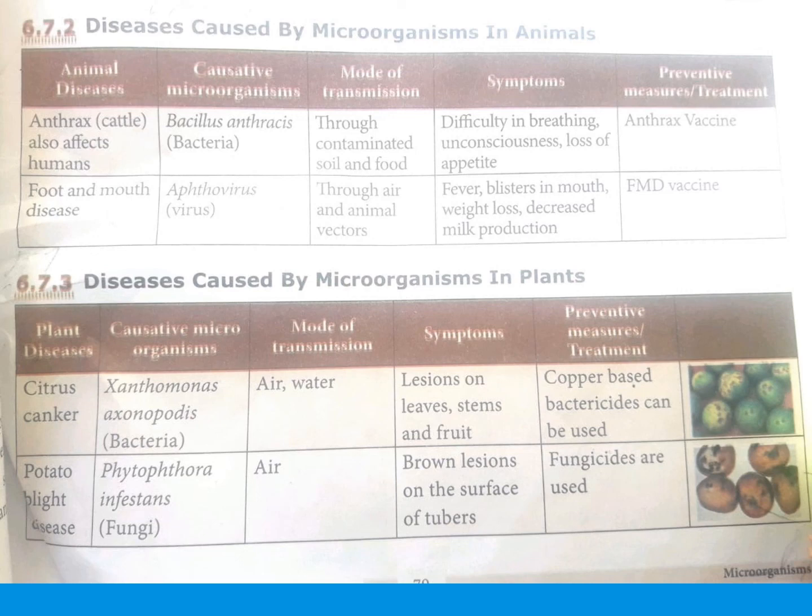The next one is caused by microbes in animals and plants. In animals, anthrax, a cattle disease, also affects humans. Then foot and mouth disease. Anthrax is caused by Bacillus anthracis. Right? And then aphthovirus causes foot and mouth disease. Look at the mode of transmission: through contaminated soil and food. This one is through air and animal vectors. Right? Anthrax is caused by Bacillus anthracis.